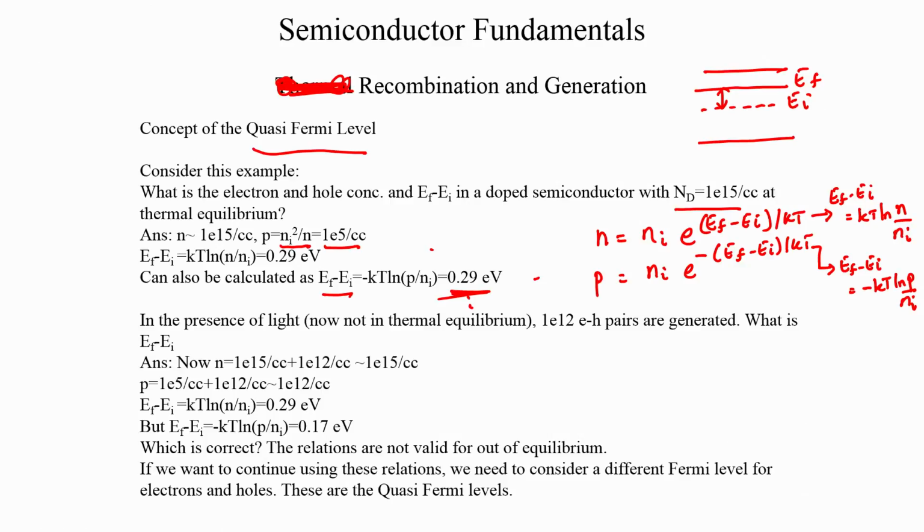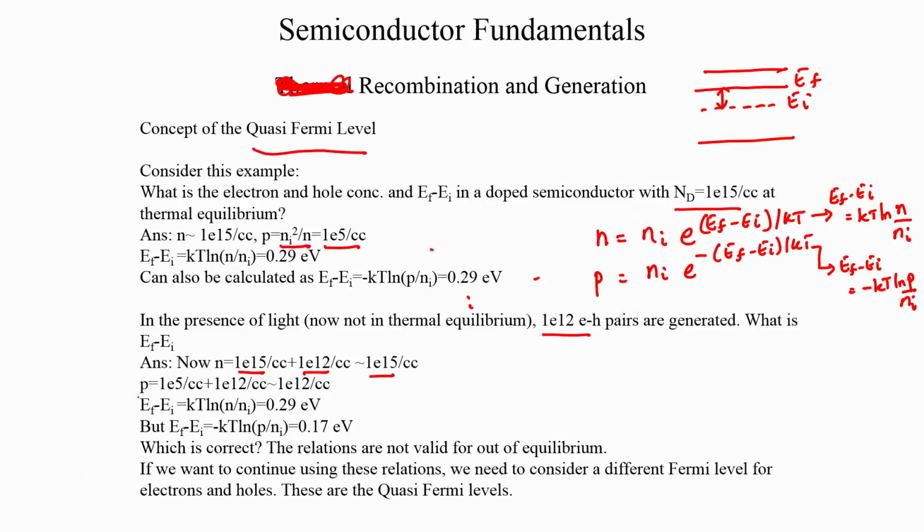Now, let us take this semiconductor out of equilibrium. Okay, so let us say we throw some light on the semiconductor and we generate 1e12 electron hole pairs. So what has happened to the carrier count now? Now n was initially 1e15 at equilibrium, we have now added 1e12 carriers, and therefore 1e15 plus 1e12 is approximately 1e15 because the amount of injected carriers is about 1000 times less than the equilibrium carrier concentration.